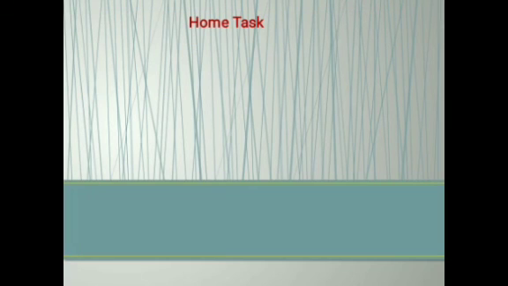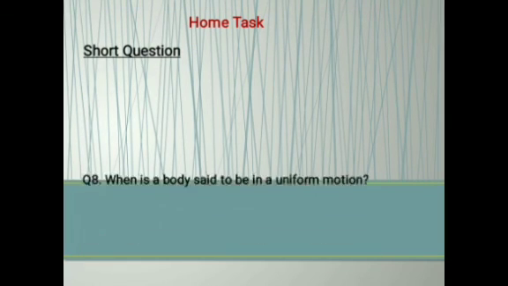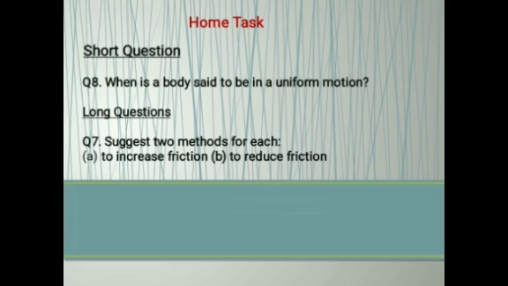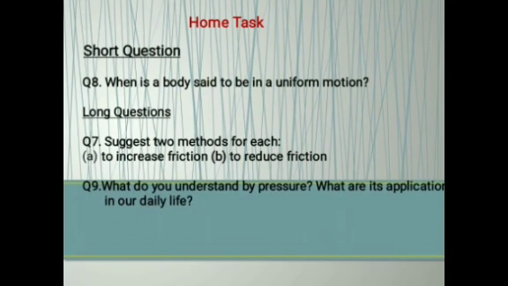Now there is a homework. Short question, question number 8: When is a body said to be in a uniform motion? Long questions, question number 7: Suggest 2 methods each to increase friction and to reduce friction. Question number 9: What do you understand by pressure? What are its applications in our daily life? And objective, Exercise B, C and D.